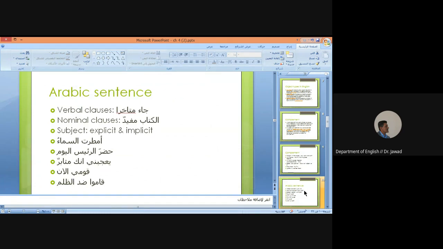Arabic sentences can either be nominal or verbal. And you know that verbal clauses start with a verb, but nominal clauses start with a noun or a pronoun. So in Arabic, we have two basic types. We have nominal and we have verbal clauses.